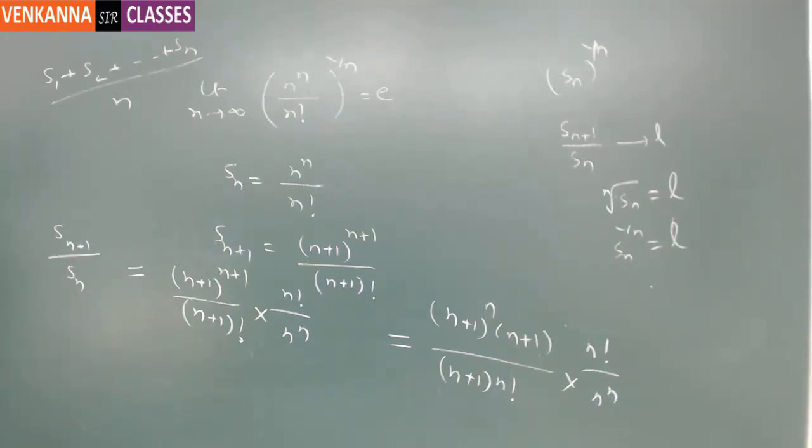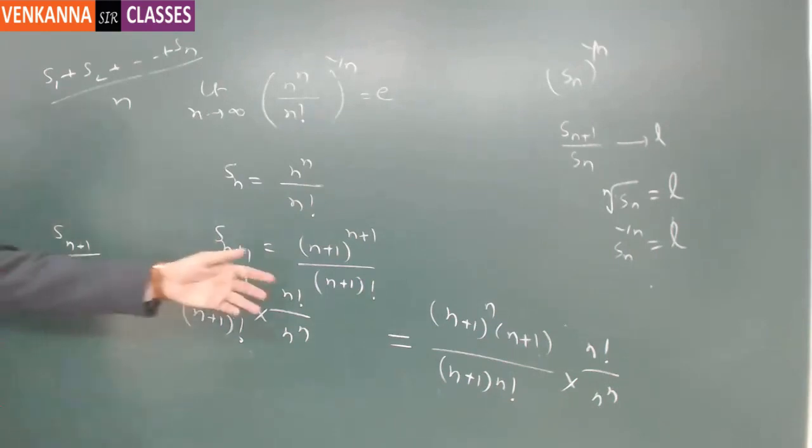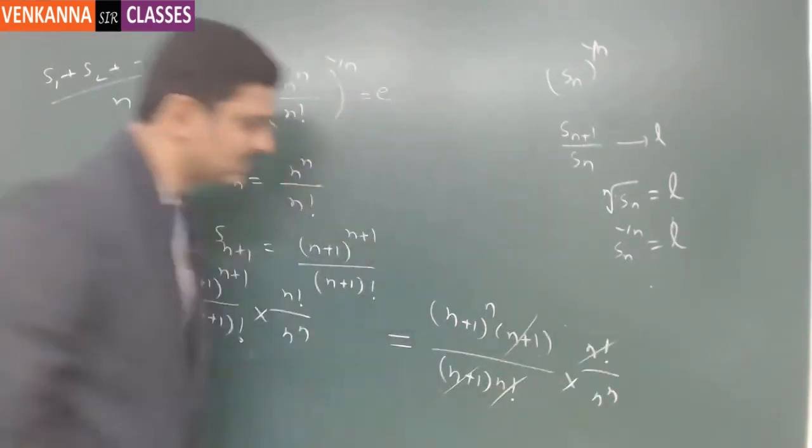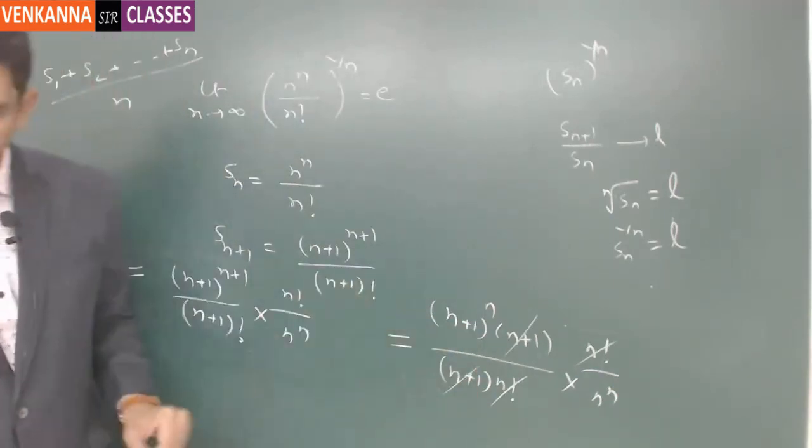Any questions for anybody at this step? So let us cancel the terms. N plus 1 gets cancelled, n factorial gets cancelled. The thing will remain there.